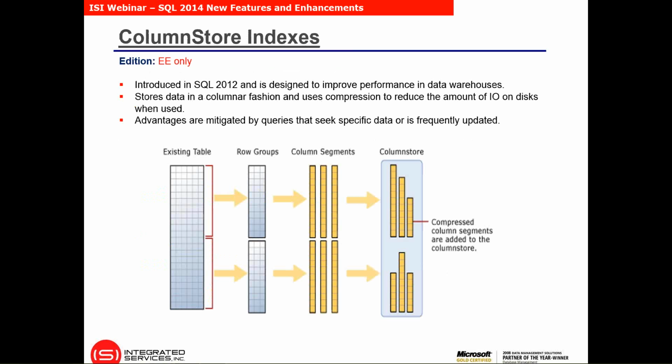ColumnStore Indexes. This is one of the new buzz things, and it's really used for improving performance in data warehouses. It's really good for batch processing type operations and read-only queries that use really large data sets. Any tables that are bulk loaded are really good candidates to have ColumnStore indexes. It stores data, obviously, in a columnar way, and it uses compression to reduce the amount of I/O on your disk when it's used. So each column of data is actually separated into its own segment, in case you haven't seen how this works.